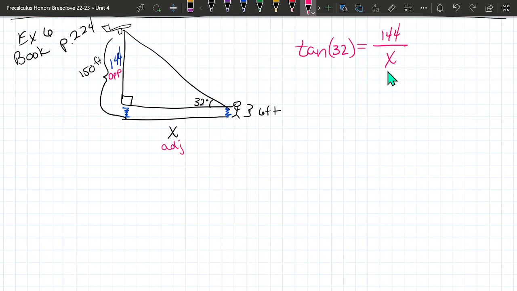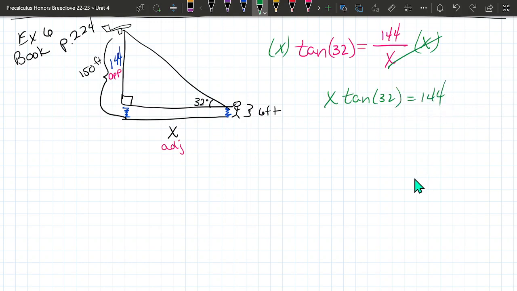And before we can type it in the calculator, we have to get x by itself, right? For this one, I'm going to go through the steps of how we get there, and then after that, I'm okay with doing the short way. So since x is on the bottom, I'm going to multiply by x on both sides. So now I have x tangent of 32 equals 144. But I want x by itself. So I'm going to divide it by the tangent of 32.